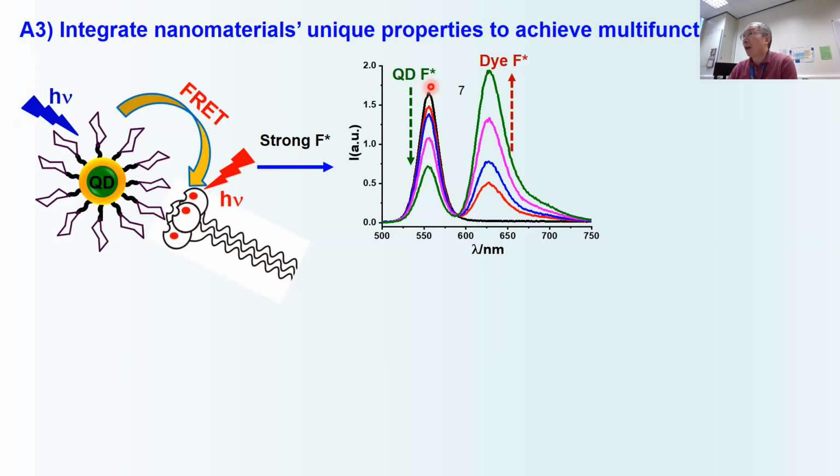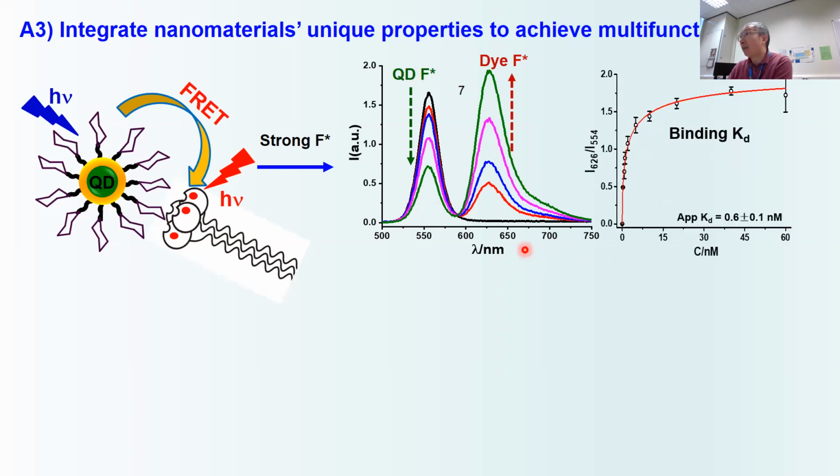You can see the quantum dot fluorescence here and the dye emission here. If we increase the amount of labeled protein added, we can see the simultaneous quenching of the quantum dot fluorescence and the enhancement of the dye. If we use the ratio of the dye to the quantum dots against the concentrations, then we can fit the curve to derive how strong the binding is.